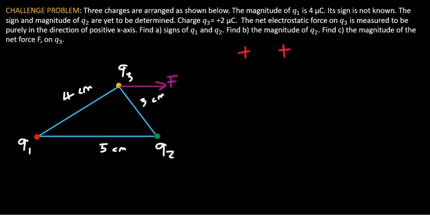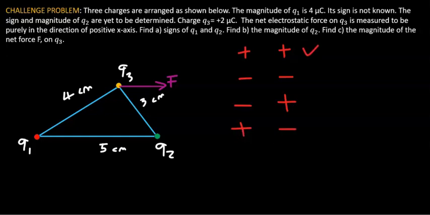Possibility 1, both are positive charges. Possibility 2, both are negative charges. Possibility 3, Q1 is a negative charge, Q2 is a positive charge. And the fourth possibility is Q1 being a positive charge, Q2 being a negative charge.